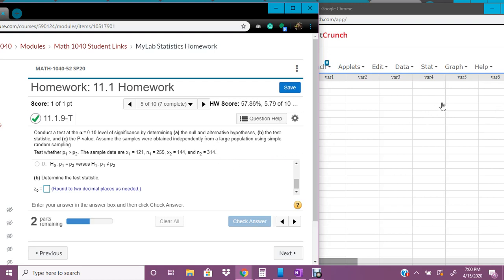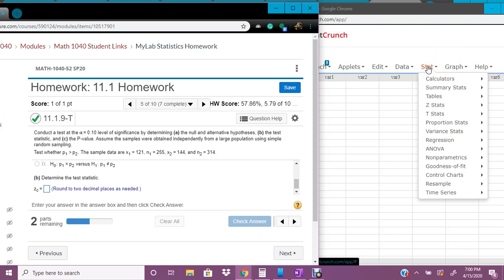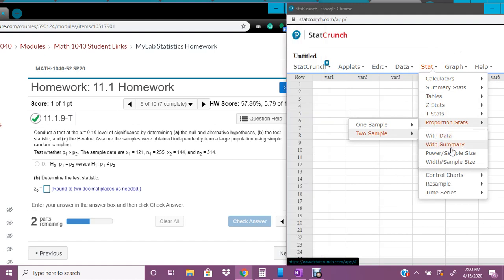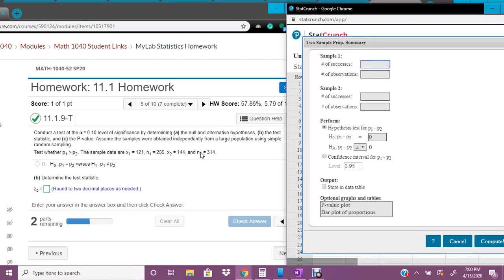And so we are going to go into Stats, then Proportion Stats, but we're given two different samples, so we go to Two Samples with Summary. Make sure to put in your samples as you see them. So X1 is for sample 1 and X2 is for sample 2.